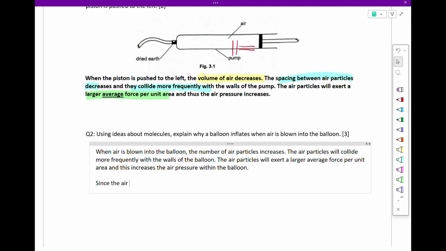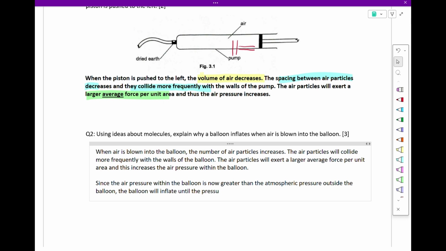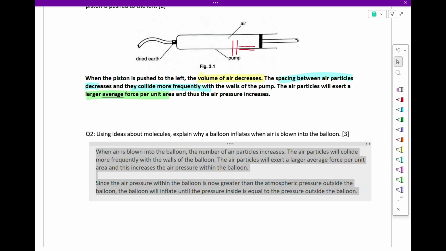Since the air pressure within the balloon is now greater than the atmospheric pressure outside, the balloon will inflate until the pressure inside is equal to the pressure outside the balloon. Okay, so basically just this part.